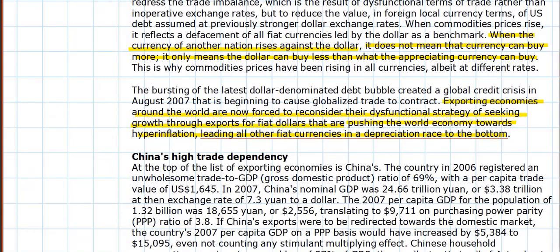The bursting of the latest dollar-denominated debt bubble created a global credit crisis in August 2007. Do you remember when I played Kramer going nuts, Bear Stearns? There's a reason that I played that, because that's when the bubble burst. People think it's 2008, but it's actually August 2007. Actually, I think Kramer went off in July. Might have been July. But August is when everybody stops.